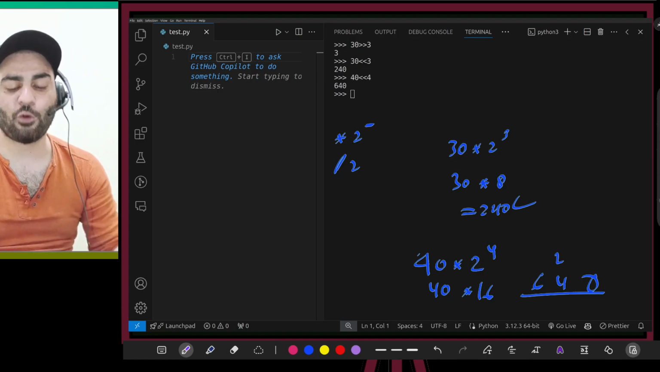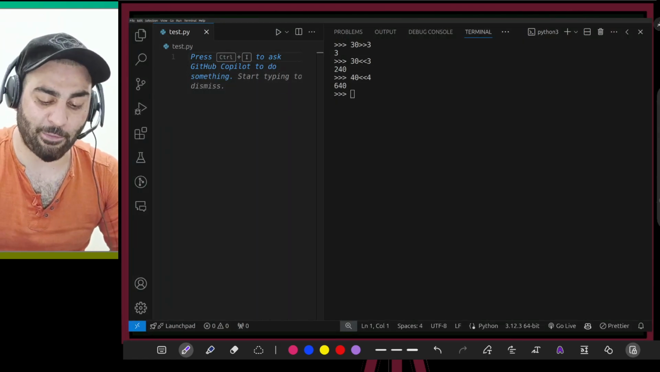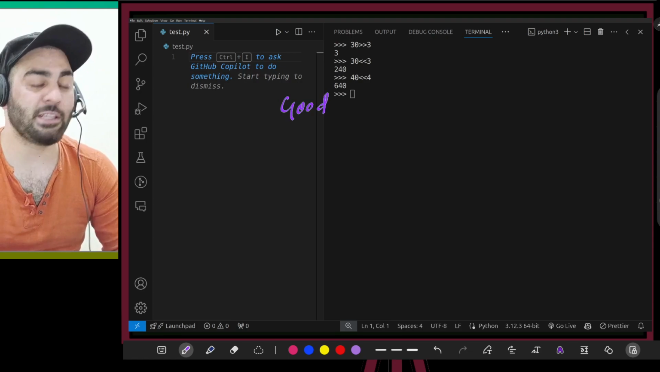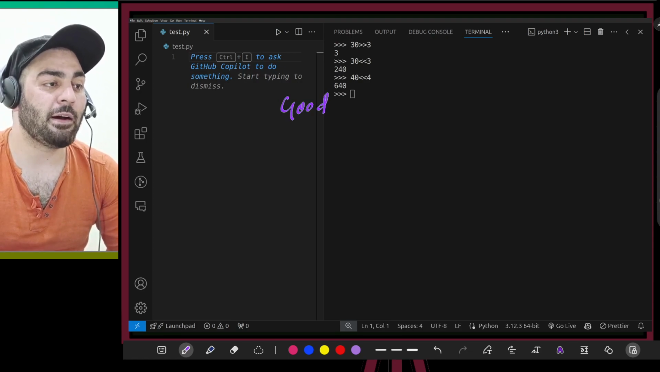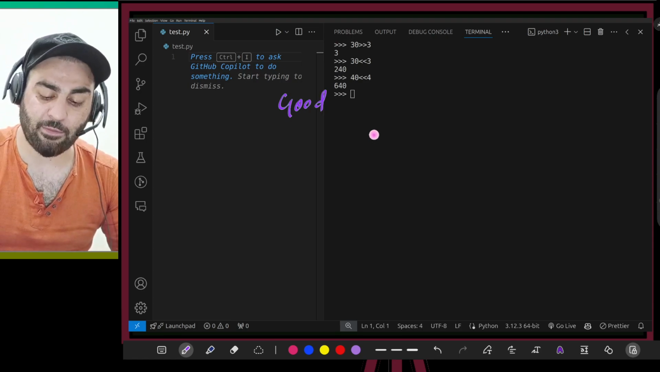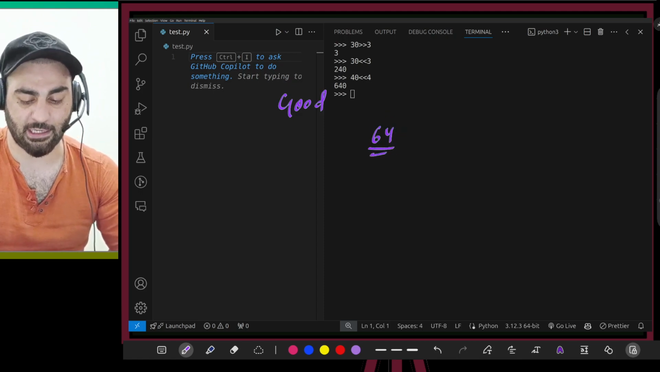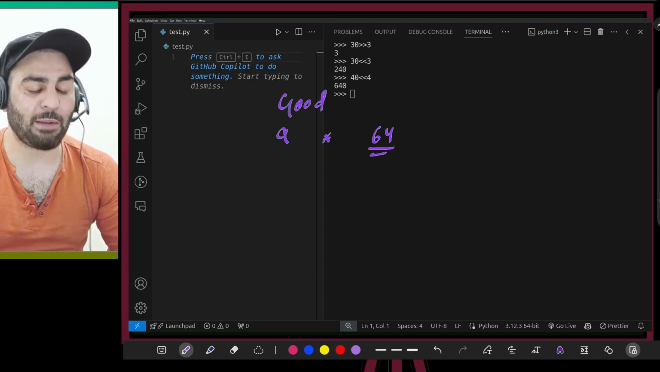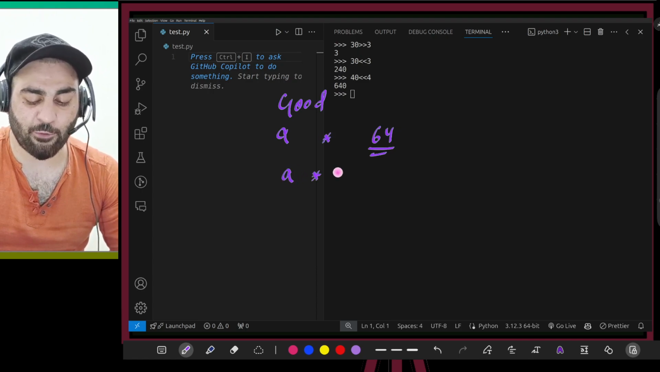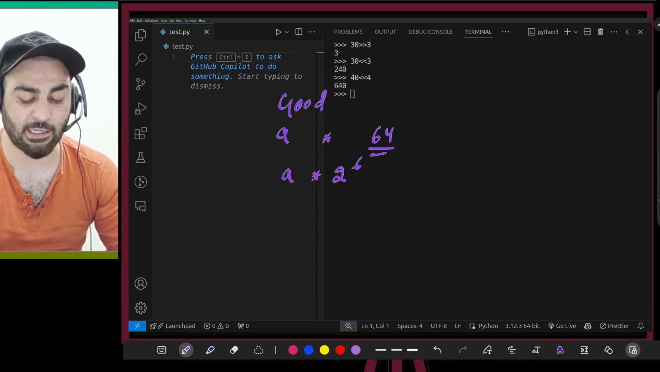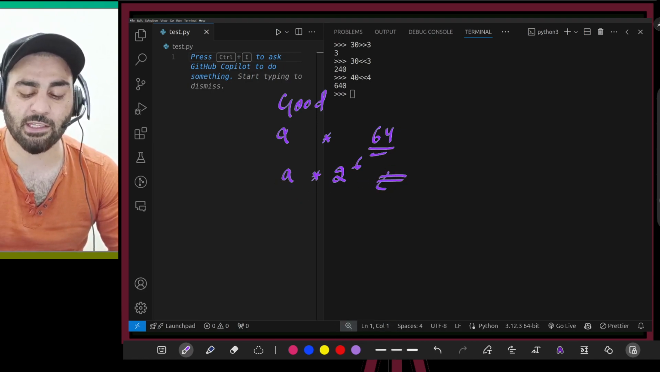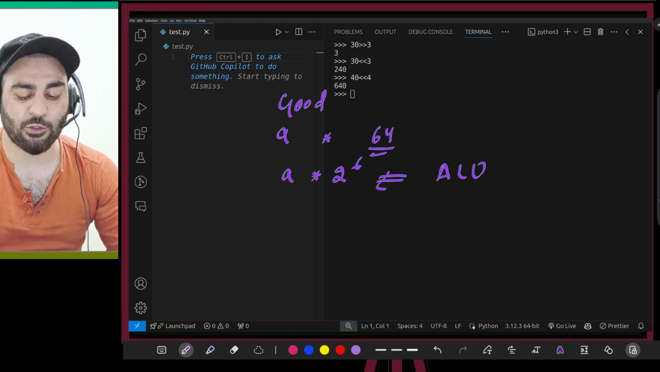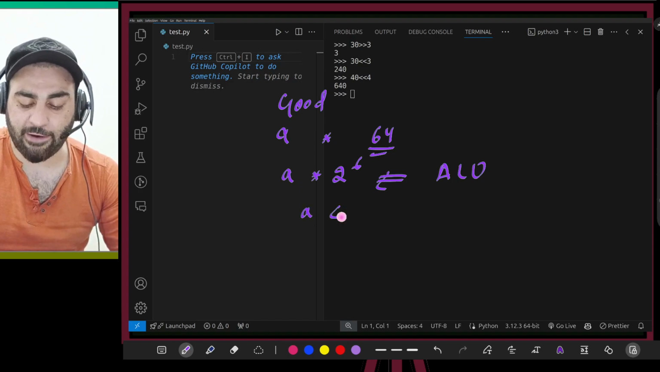Now if you are a good programmer, what will you do? If you sometimes see you are multiplying a number by a power of 2, let's suppose by 64, you should not do this. Let's suppose you have a number a where you are multiplying by 64. So a into 64 is a into 2 to the power 6. You don't need to perform this because it will use the arithmetic logic unit. A better way is to left shift it 6 times.